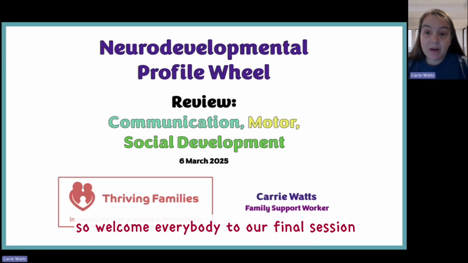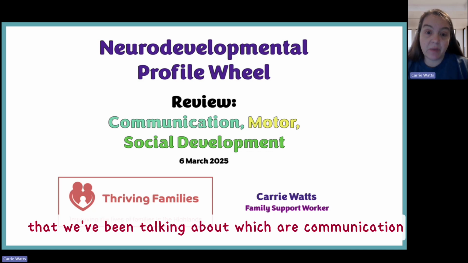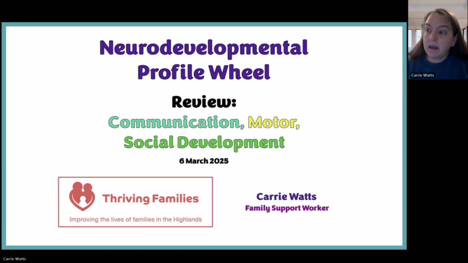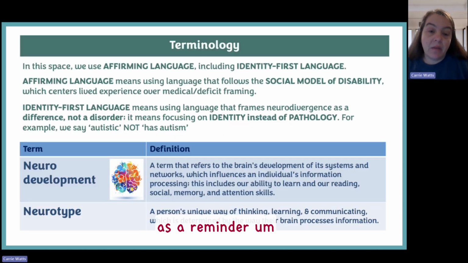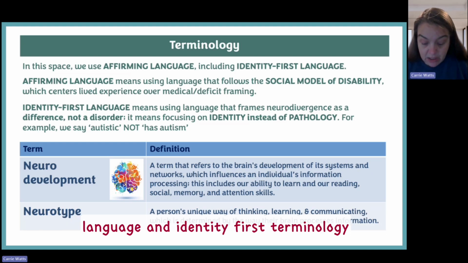So welcome everybody to our final session, which is a review of the last 3 areas of development that we've been talking about, which are communication, motor, and social development. As a reminder, quickly, the terminology that I will be using is all affirming language and identity first terminology.